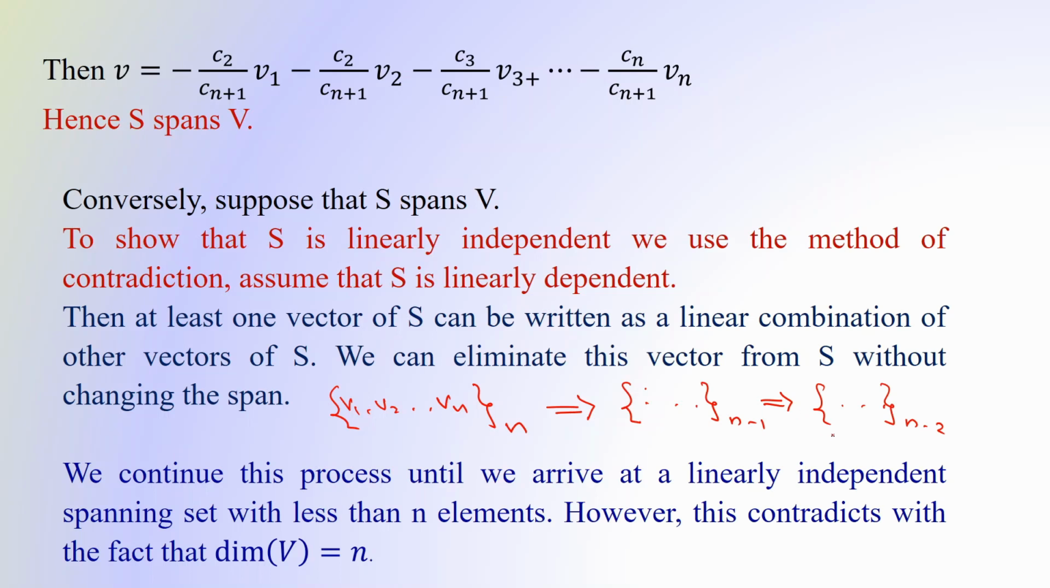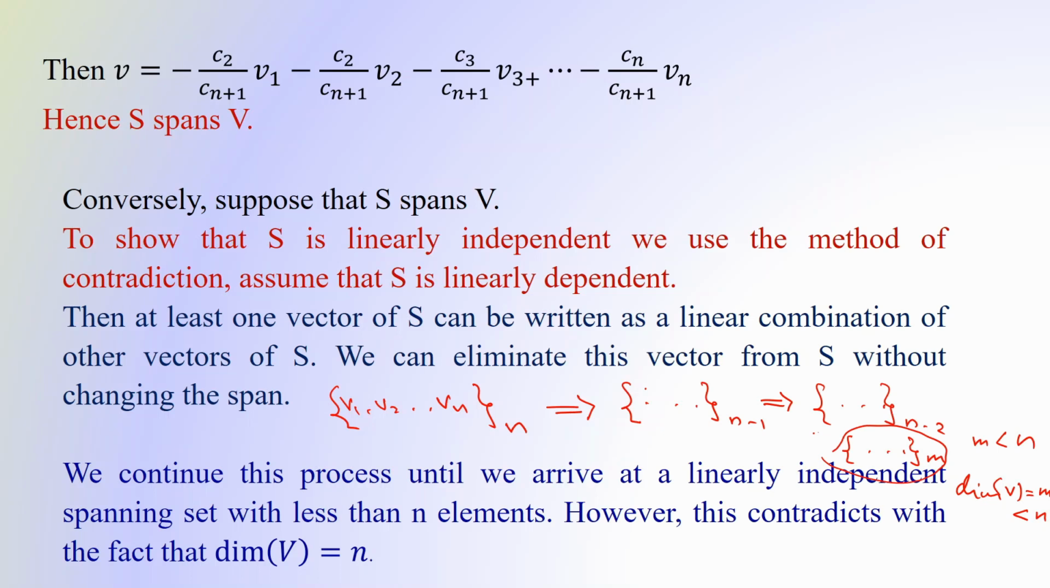Finally, suppose we have a set containing m vectors, where m is less than n. This set is linearly independent and it spans the vector space V, so it will form a basis. The basis contains only m elements, so the dimension of V in this case will be equal to m, which is less than n. But we are given that the dimension of the vector space is n.